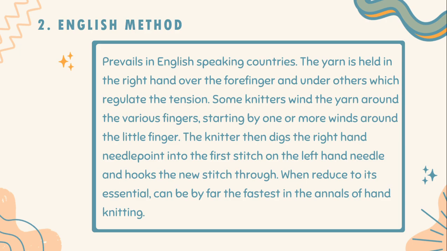Second is English method. Prevails in English-speaking countries. The yarn is held in the right hand over the forefinger and under the others which regulate the tension. Some knitters wind the yarn around the various fingers, starting with one or more winds around the little finger. The knitter then digs the right hand needle point into the first stitch on the left hand needle and hooks the new stitch through. When reduced to its essentials, it can be by far the fastest in the annals of hand knitting.